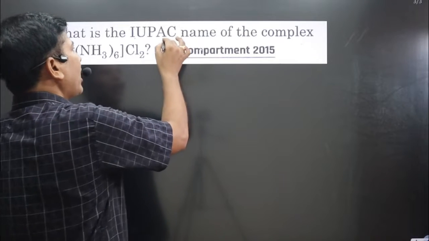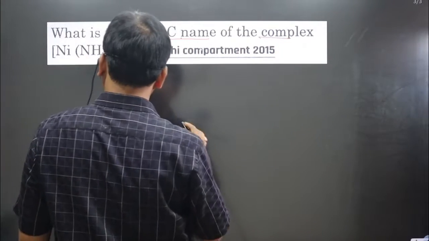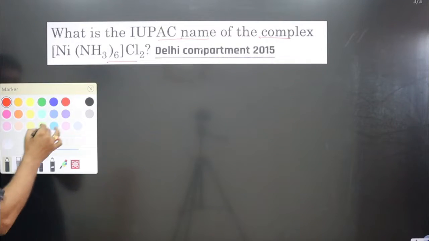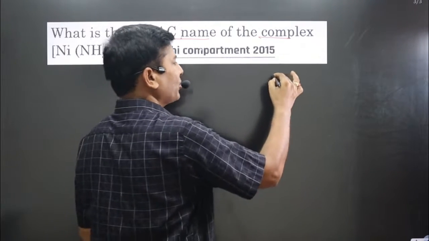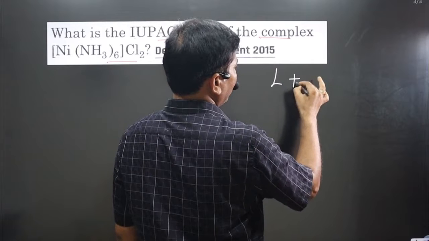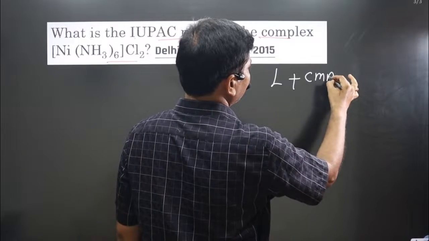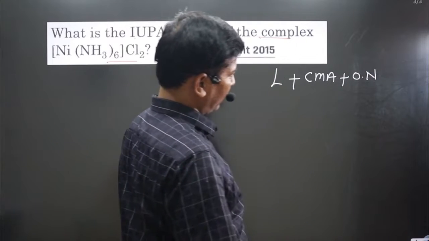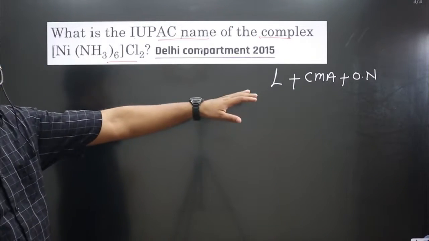The question says, what is the IUPAC name of the complex? This is the complex given here. To name the complex, we use the following order. First of all, you have to write the ligands, then we have the central metal atom, and then we have the oxidation number in Roman numerals. This is the order we follow.